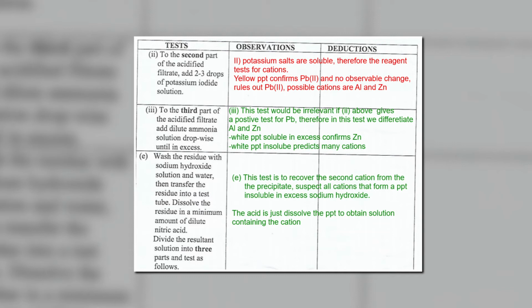Potassium iodide solution is used to test for lead 2 ions. Therefore, test D3 would be irrelevant if test D2 gives a positive test for lead 2 ions. This implies that test D3 confirms the presence of zinc ions.